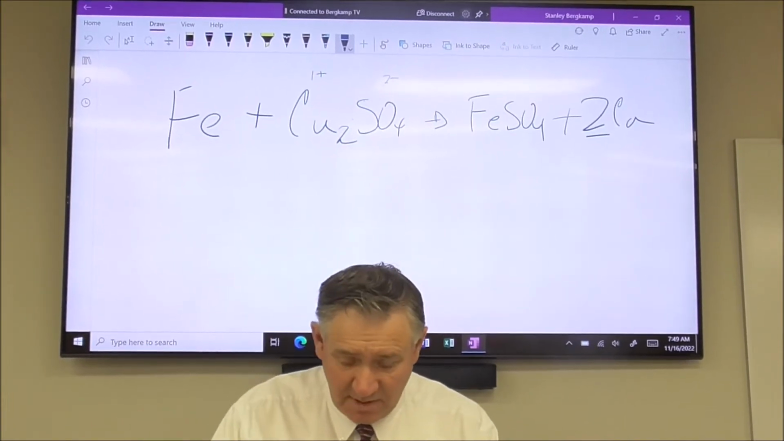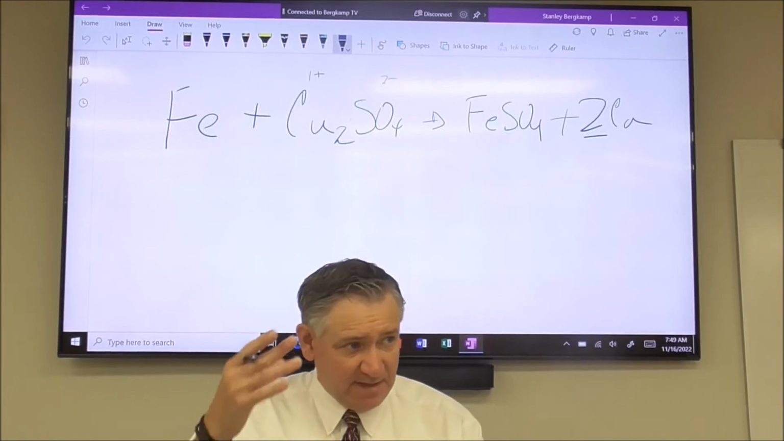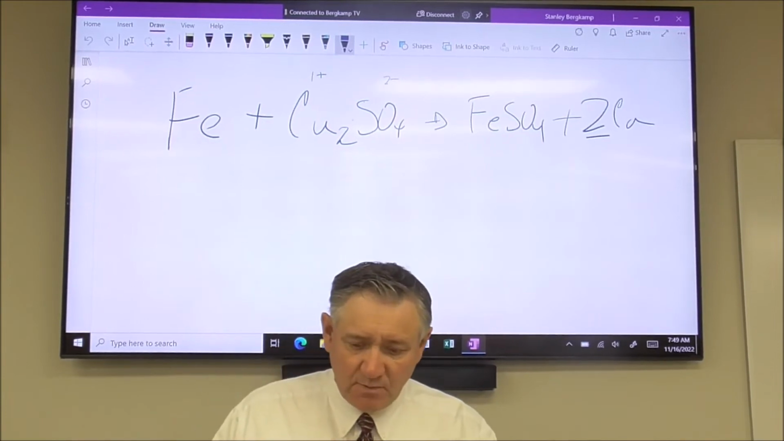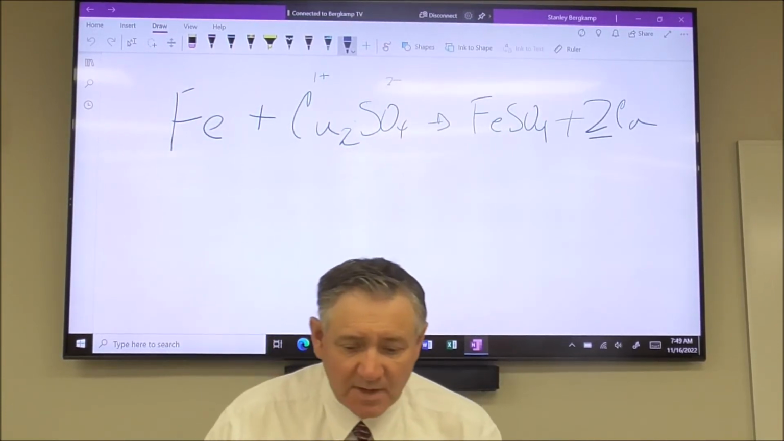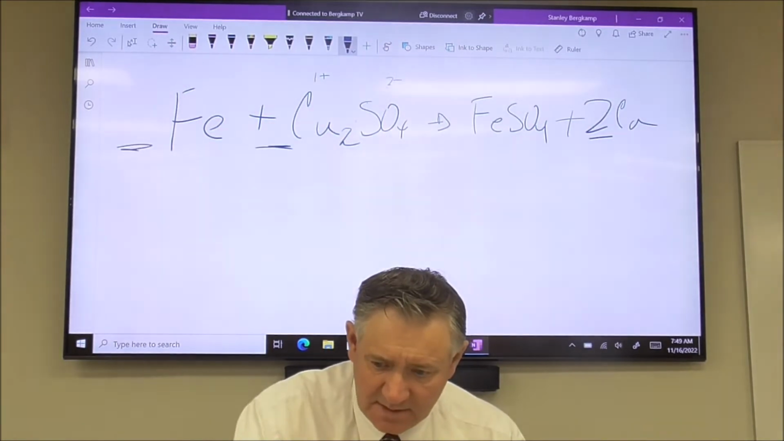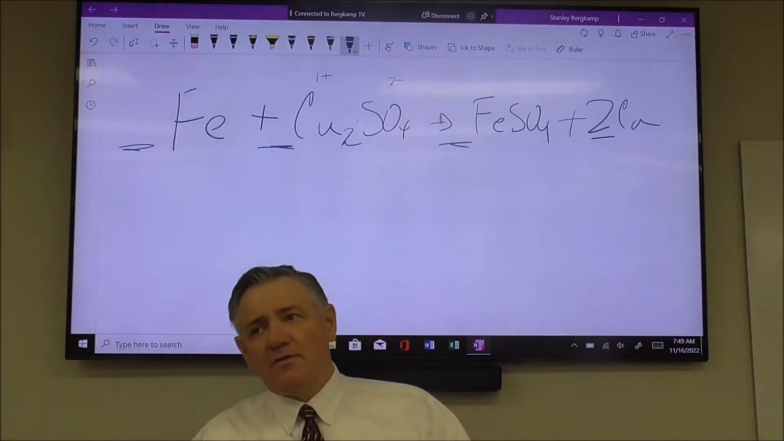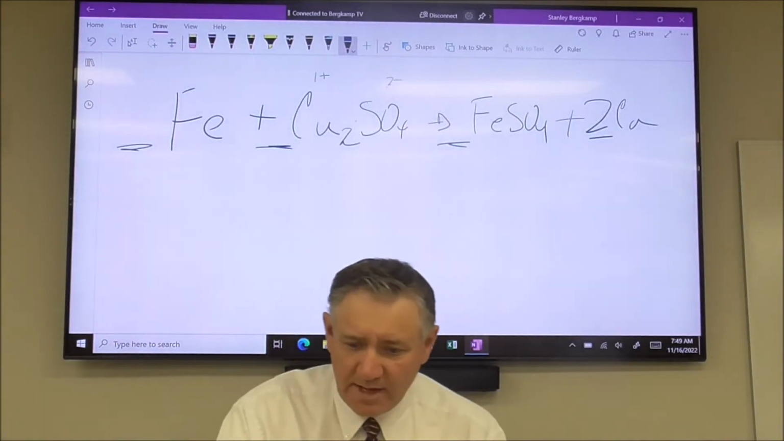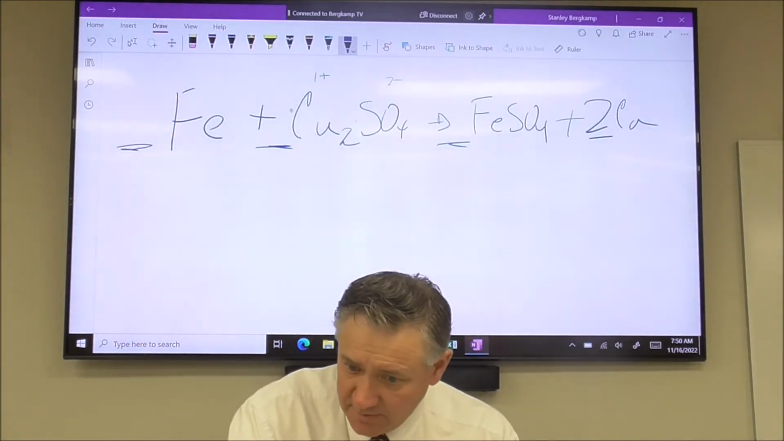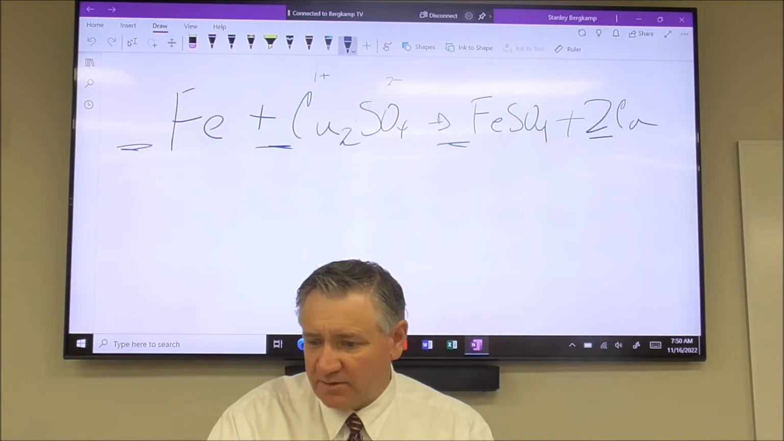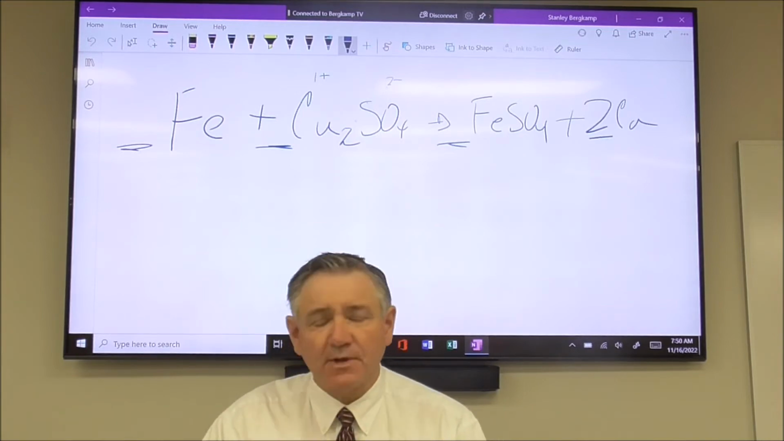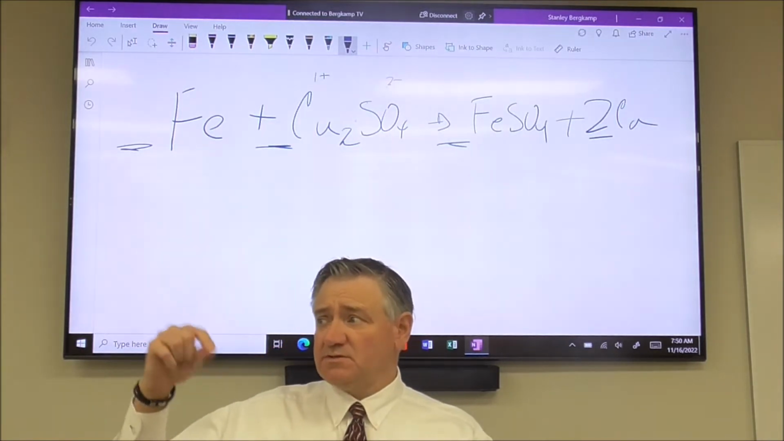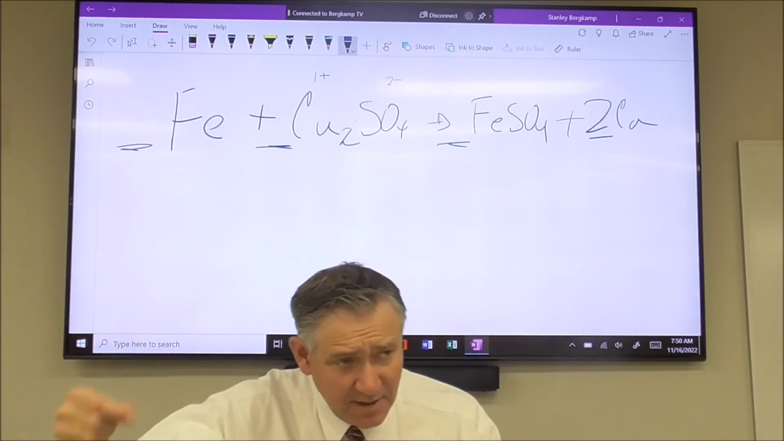Like today, in the lab, you're going to take a piece of magnesium ribbon and burn it, and it's going to combine with oxygen in the air. When you look at these coefficients in front, they represent a ratio. It says one iron atom reacts with one formula unit of copper sulfate, and we get one formula unit of iron sulfate and 2 atoms of copper. So it represents a ratio of atoms, but more importantly, it also represents a ratio of moles, and we'll go through why that works later on.